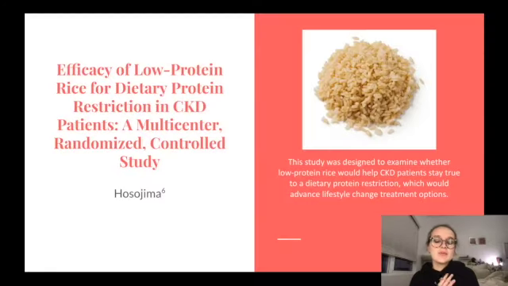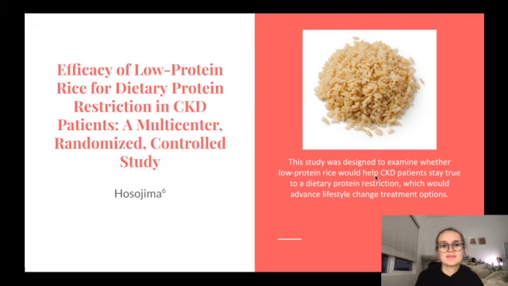So I personally focused on the primary research article about low-protein rice for dietary protein restrictions within chronic kidney disease. The study was specifically designed to discover if the usage of low-protein rice would be helpful for patients when they're placed on these low dietary restrictions, which would definitely improve and advance the lifestyle changes for treatment.